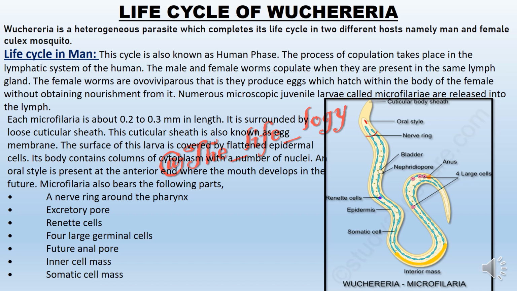Now we will be seeing about the life cycle of Wuchereria bancrofti. I have told you that Wuchereria bancrofti is digenetic in nature, meaning it requires two hosts for completing its life cycle. The first host is the human and the second host is the female Culex mosquito.